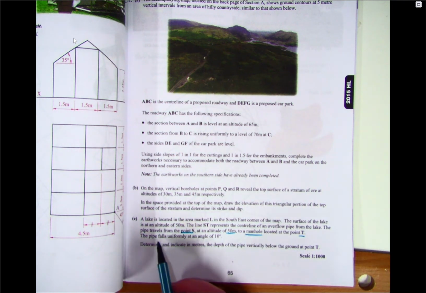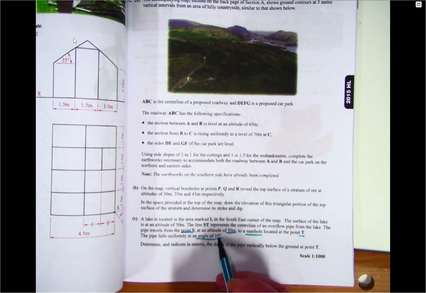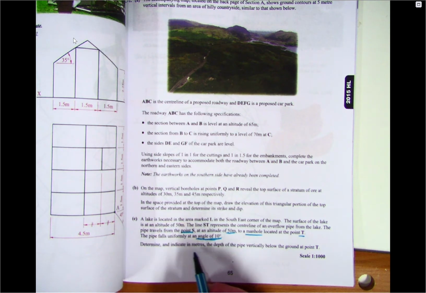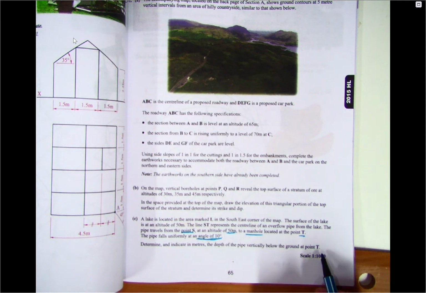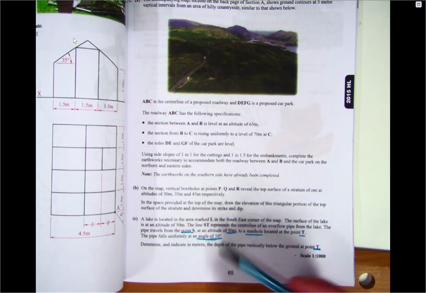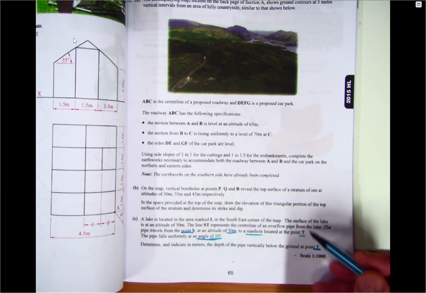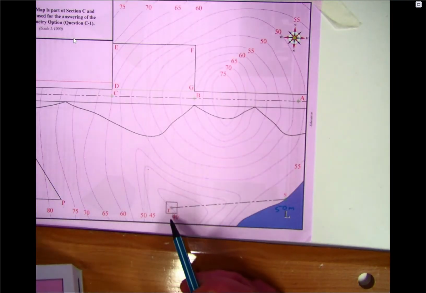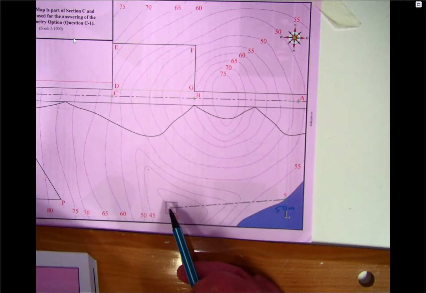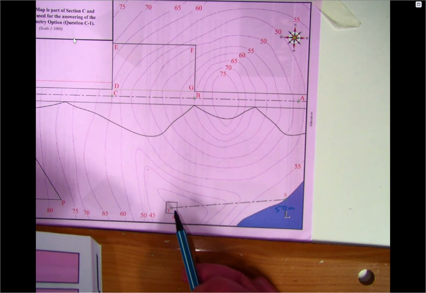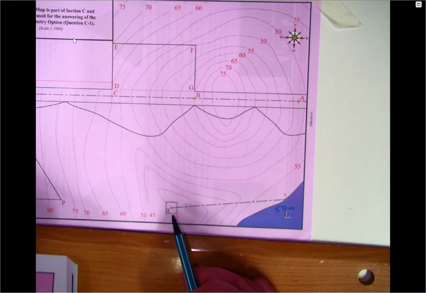So the pipe falls uniformly at an angle of 10 degrees. So there's our important thing. We're asked to determine, in meters, the depth of the pipe vertically below the ground at point T. So basically it's going to start at 50, it's going to go down at 10 degrees, and we're going to look at point T, and point T is at 40. And from that, we're going to see, is that down deep enough? Or how far down below that is it going to go?